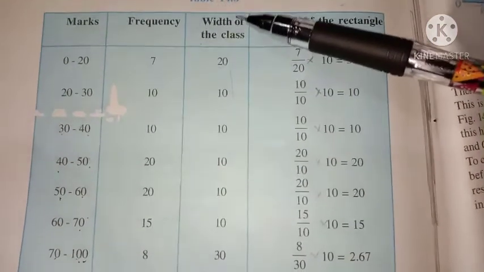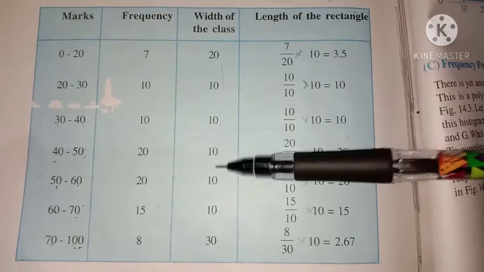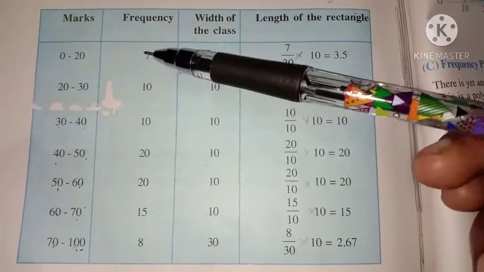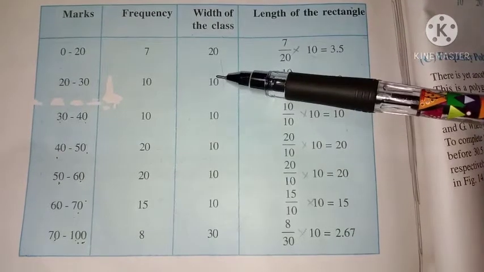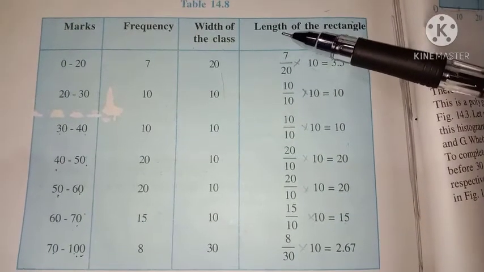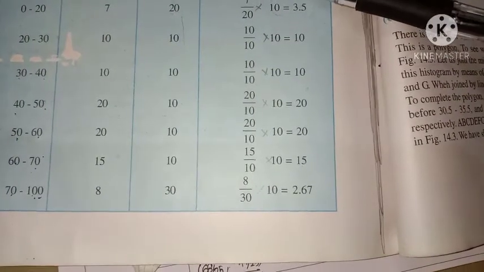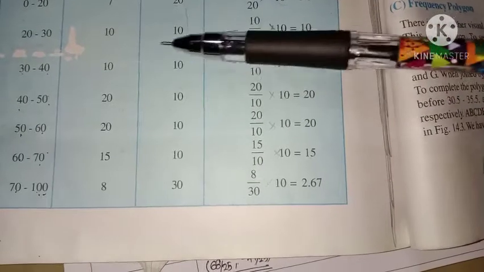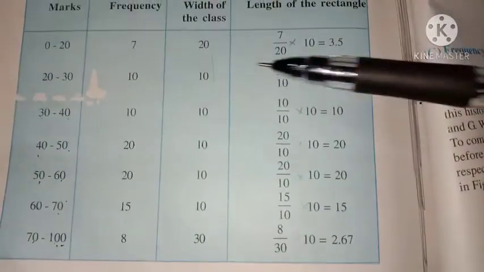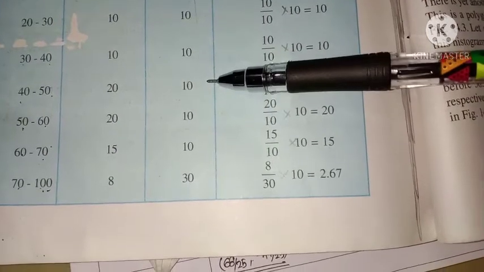Okay. So, we formulate a new table, width of the class or class width. Now, using this frequency and class width, we have to draw another column. See the heading, length of the rectangle. That means we are going to modify the length of the rectangle which is proportional to the class size 10. This is the method.